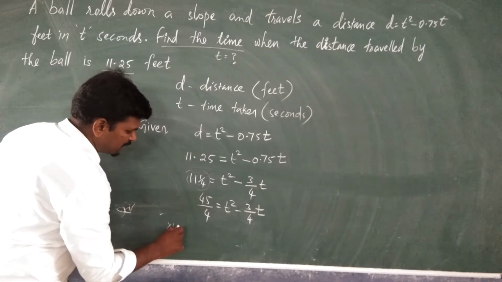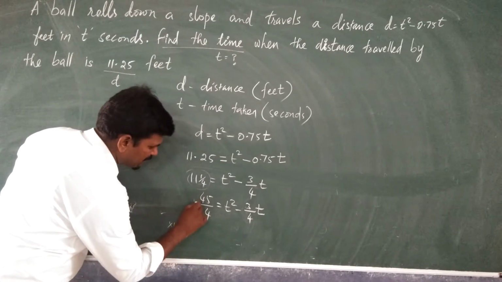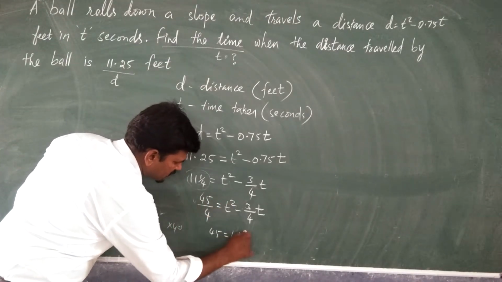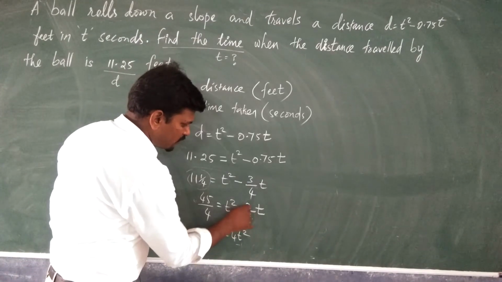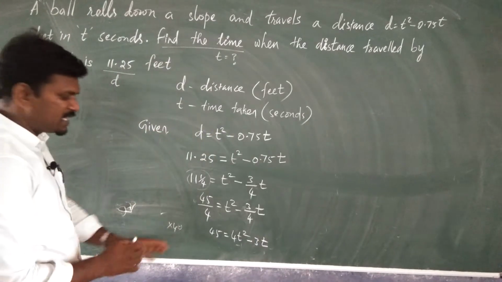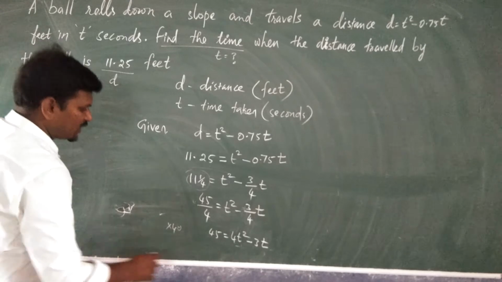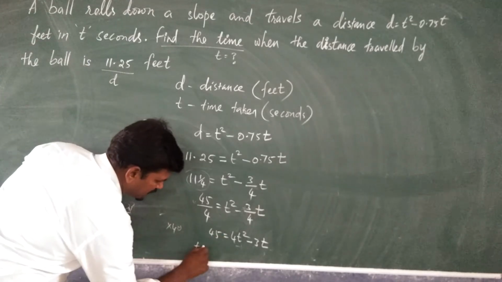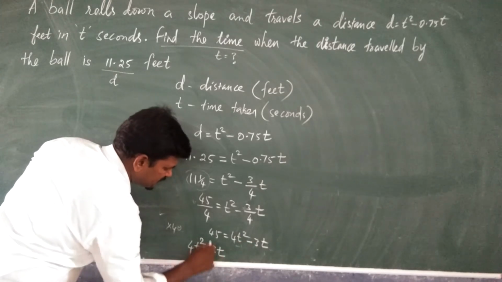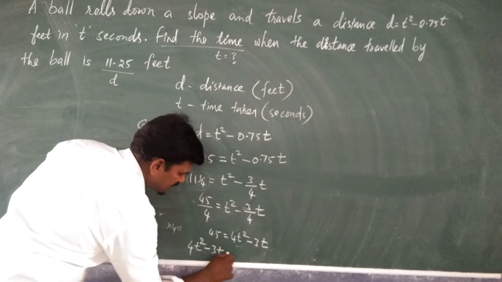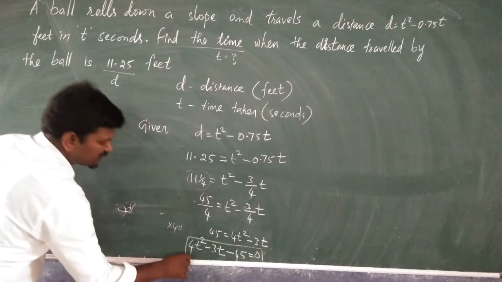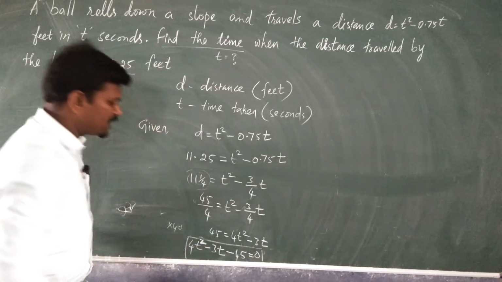We multiply all terms by 4. If we multiply by 4, the 4 will be cancelled, giving 45. Multiplying by 4, t square becomes 4t square. Multiplying by 4, the 4 cancels, giving minus 3t. Now we write this equation in general form: 4t square minus 3t plus 45, when it comes to this side, minus 45, is equal to 0. This is the quadratic equation.